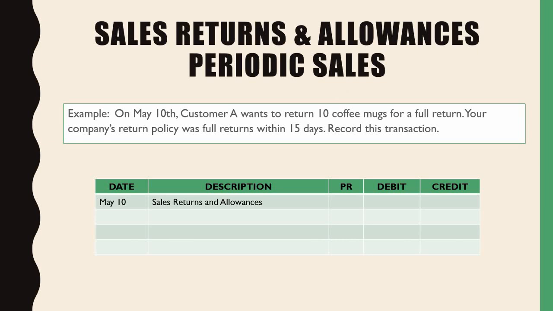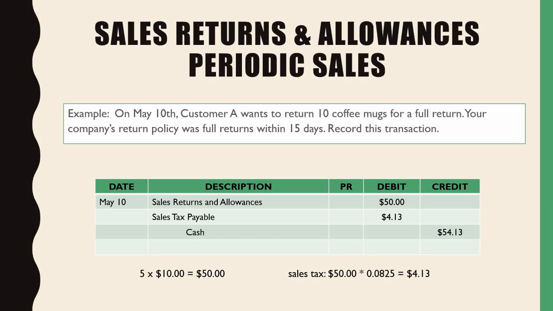It was $5 each coffee mug, right? So we need to figure out how much sales returns we are going to be calculating here. We also have to give a portion of the sales tax money back, which we just talked about. And of course, customer A paid us in cash, so we're going to give them back cash. So first off, $5 times 10 gives you $50.